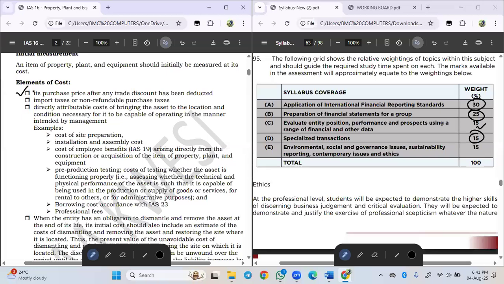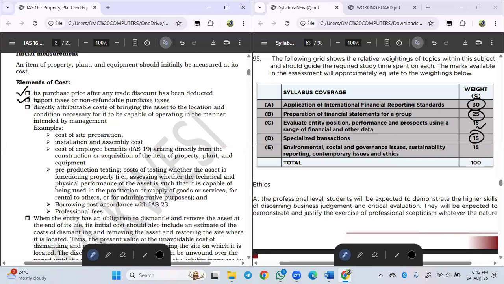After deducting the trade discounts. We will solve a question on that. Then import taxes and non-refundable purchase taxes. Sometimes if you import something from outside the country, you'll be asked to pay some duties and also some import taxes. All those things are added to the cost of the asset or the cost of that item. And we also have directly attributable costs of bringing the asset to the location and condition necessary for it to be capable of operating in the manner intended by management.